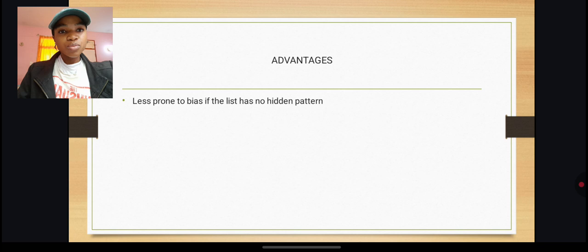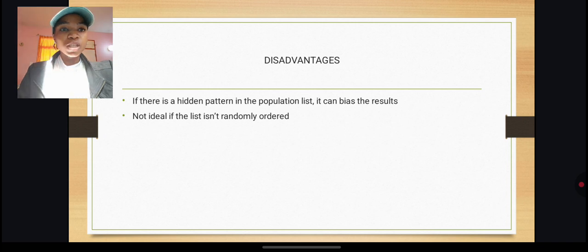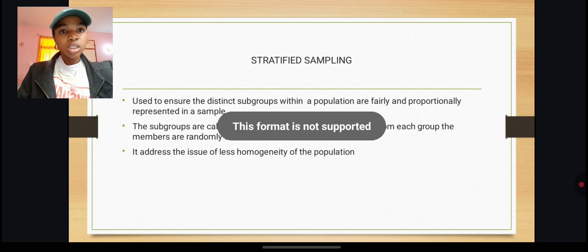Advantages: it is less prone to bias if the list has no hidden patterns. Disadvantages: if there is a hidden pattern in the population list, it can bias the result. Not ideal if the list isn't randomly ordered.